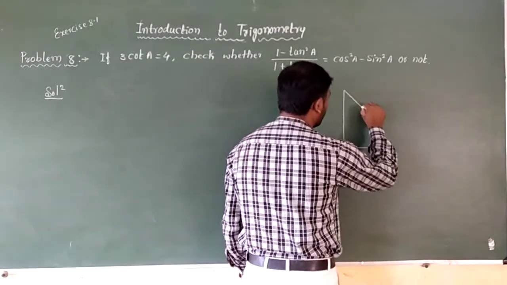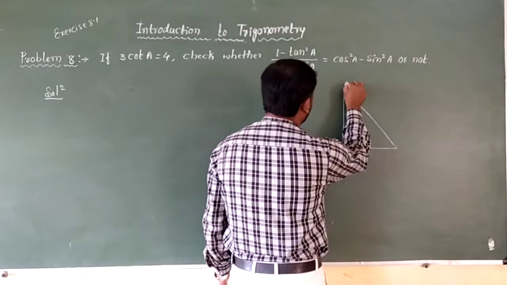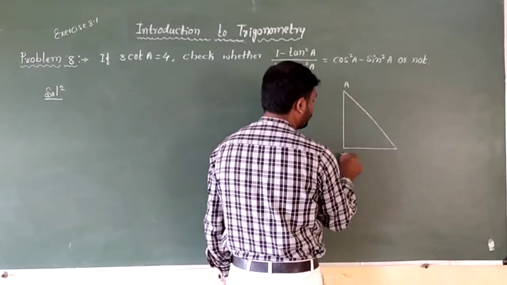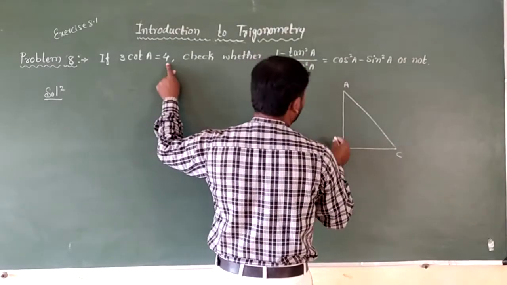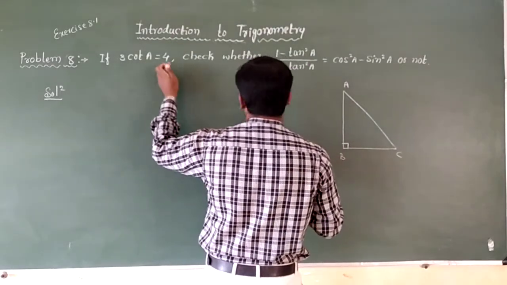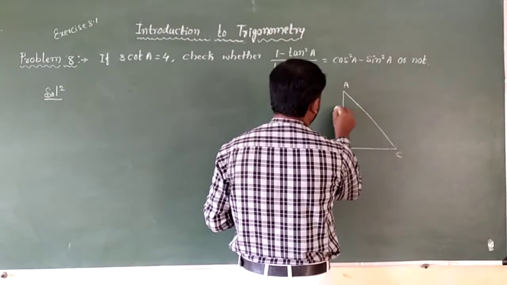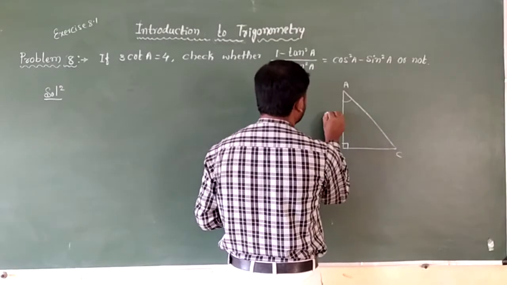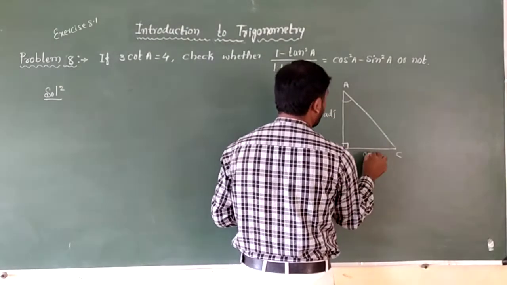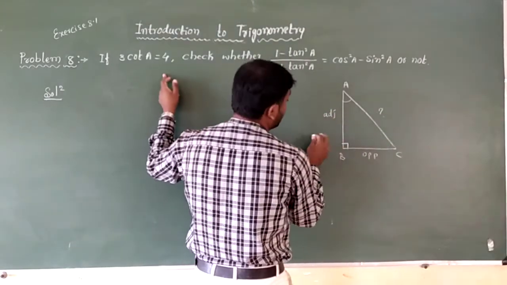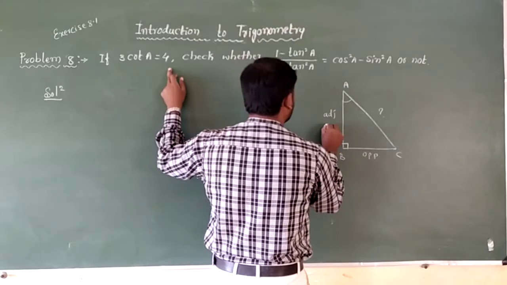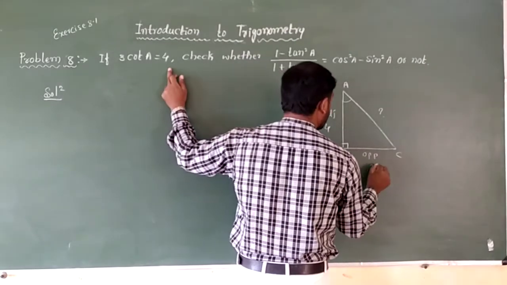To find the solution for this one, they have given 3 cot A is equal to 4. So cot A is equal to 4 by 3. So this is angle A, this is the adjacent side and this is the opposite side. Hypotenuse is not given. So cot is what? Adjacent by opposite. So this is 4 units and this is 3 units.